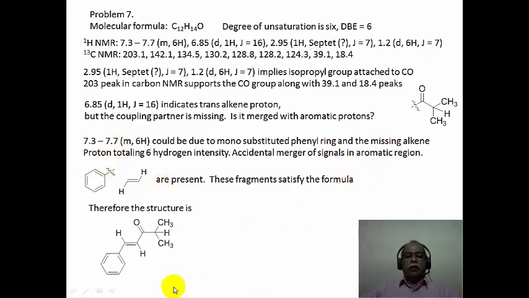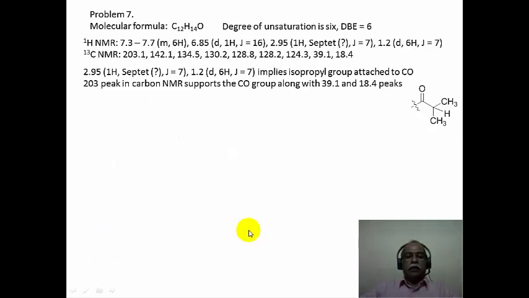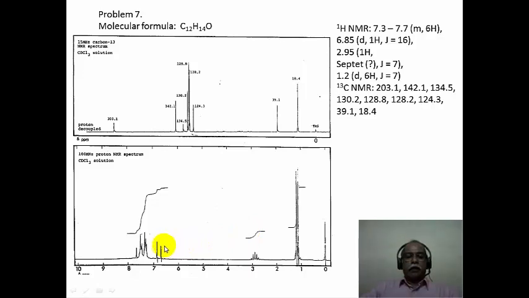So putting all these fragments together, you can arrive at this particular structure. This is isopropyl phenylethenyl ketone, the structure of the compound. Now you can see the trans geometry of the double bond. You have a 16 Hertz coupling which satisfies this, and this hydrogen at 6.85 corresponds to the alpha hydrogen, not the beta hydrogen. The beta hydrogen will have a higher chemical shift value, and that is why it is merging with the aromatic signal. If you look carefully in this NMR spectrum, this corresponds to the alpha hydrogen of the alpha beta unsaturated ketone. This corresponds to the beta hydrogen.